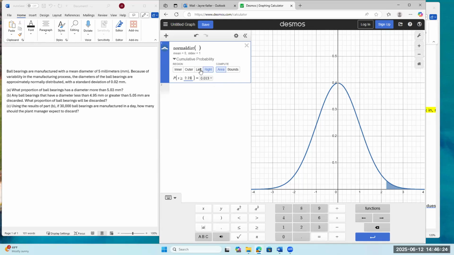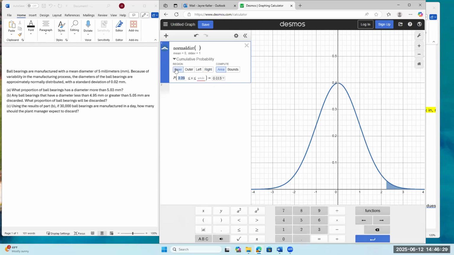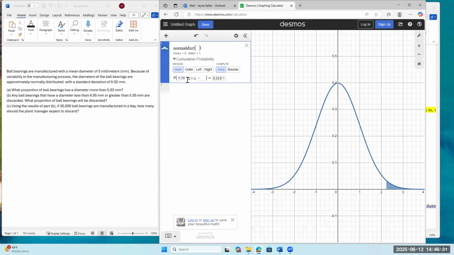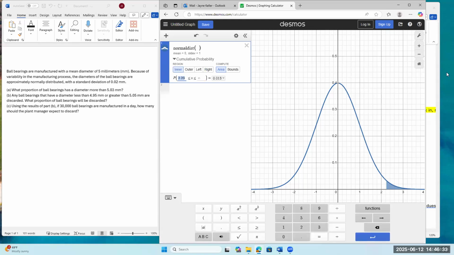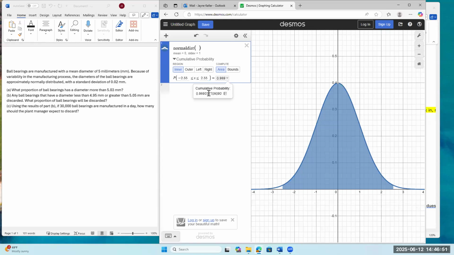I can also do the area between two values on the normal curve. And to do that, I'm just going to pick inner here. And then I'm going to give it the lower bound. So for example, I might want the area between negative 2.55 and 2.55. And so that's going to give me the area in between those two values. And you can see I get 0.9892 if I keep 4 decimal places.